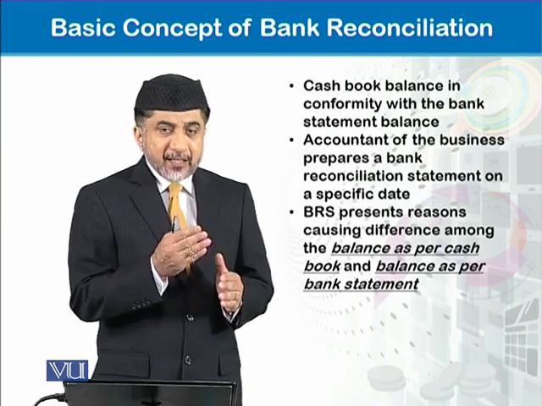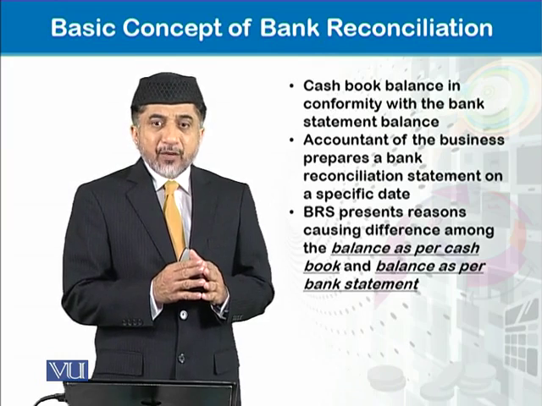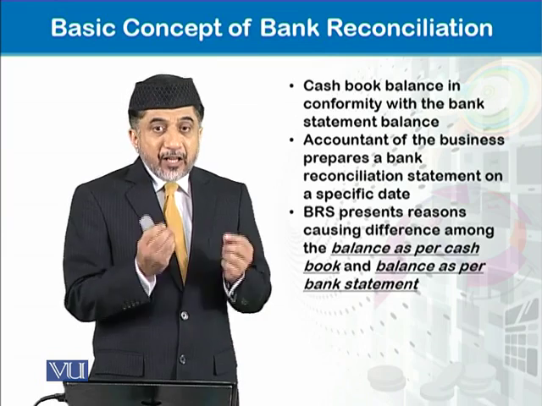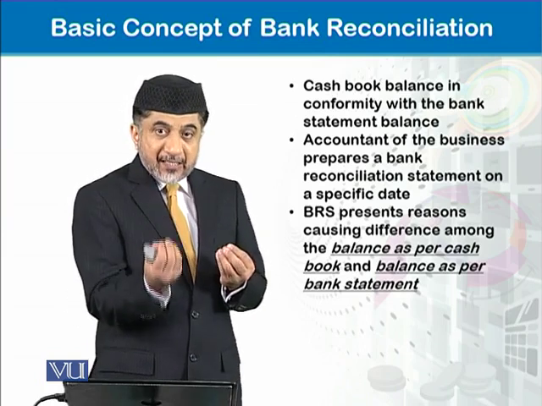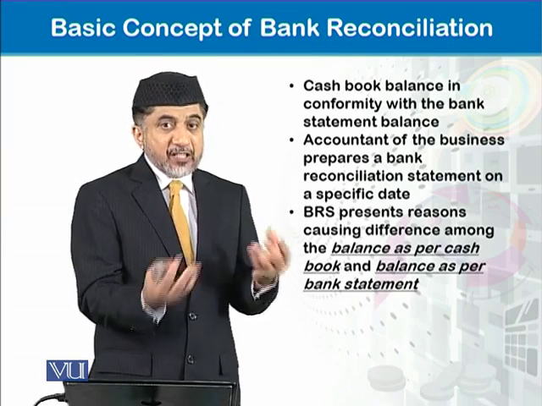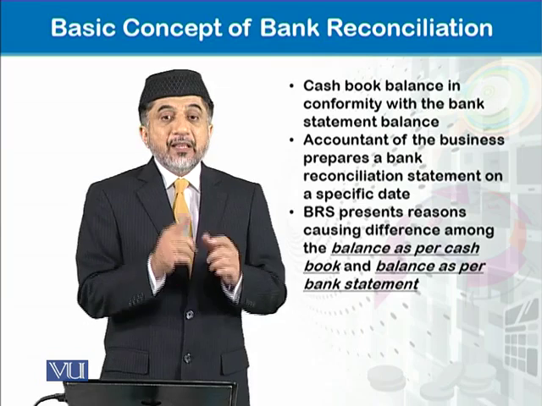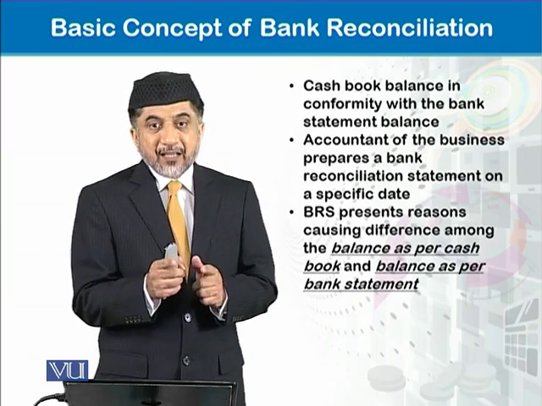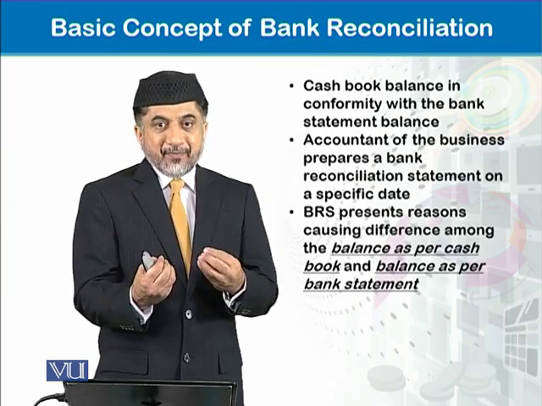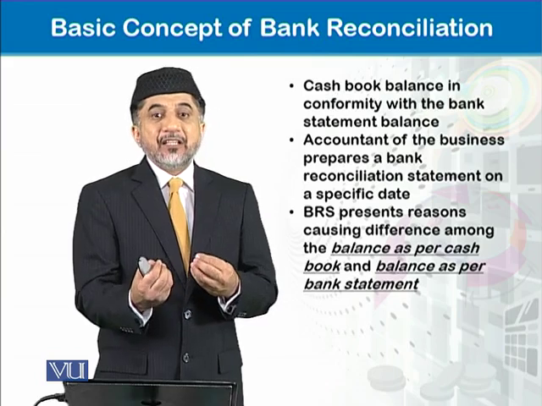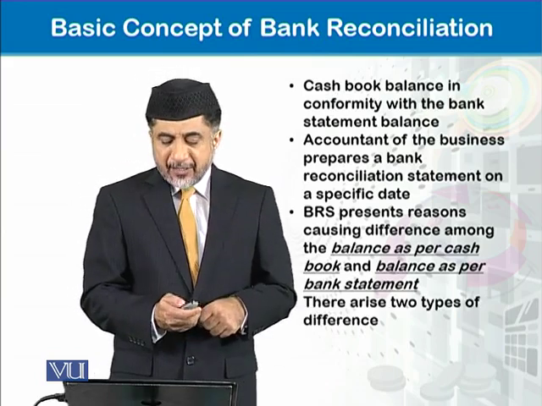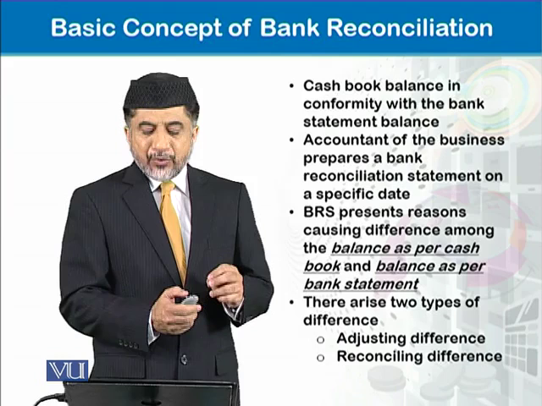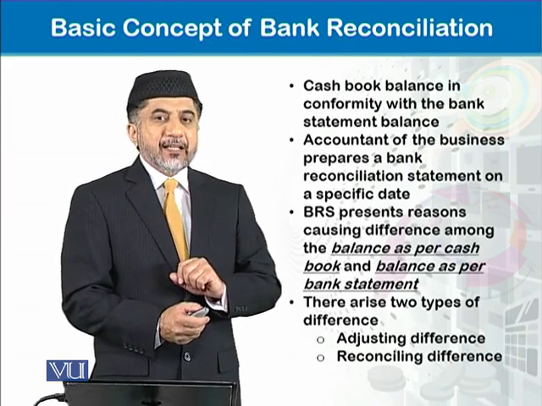In our upcoming topic, we will see about this bank reconciliation statement that even if both balances, means balance as per cash book and the balance as per bank statement, are equal, even then there could be some reasons that can create this reconciliation differences. So there are two types of differences. One is known as adjusting difference and the second one is known as reconciling difference.